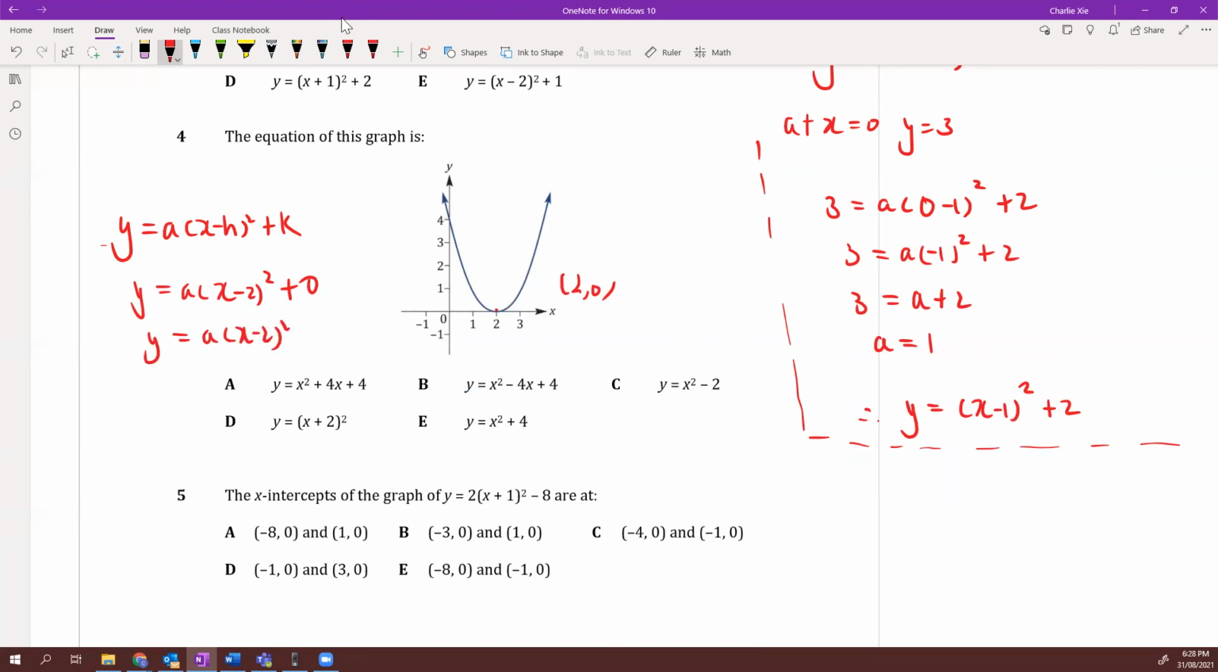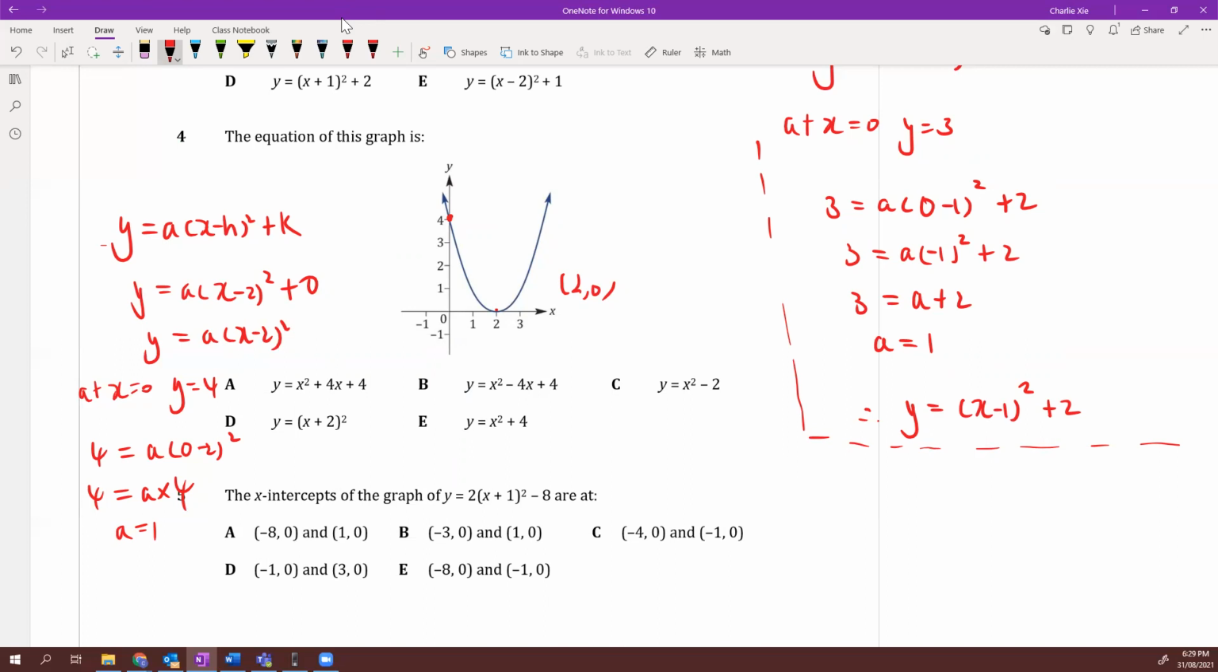Okay. And then this question becomes to find a, the value of a. To find your value of a, don't forget your y-intercept, (0, 4). So at x equals 0, y equals 4. 4 equals a times (0 minus 2) squared. So 4 equals a times (0 minus 2 is -2) squared, which is 4. 4 times a is 4. So a equals 1.